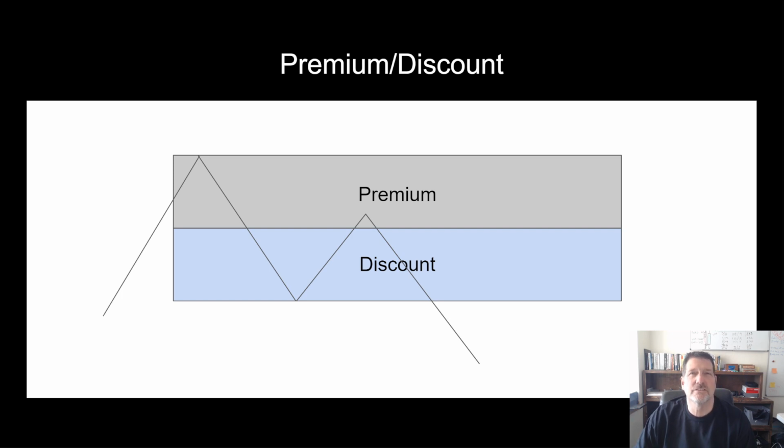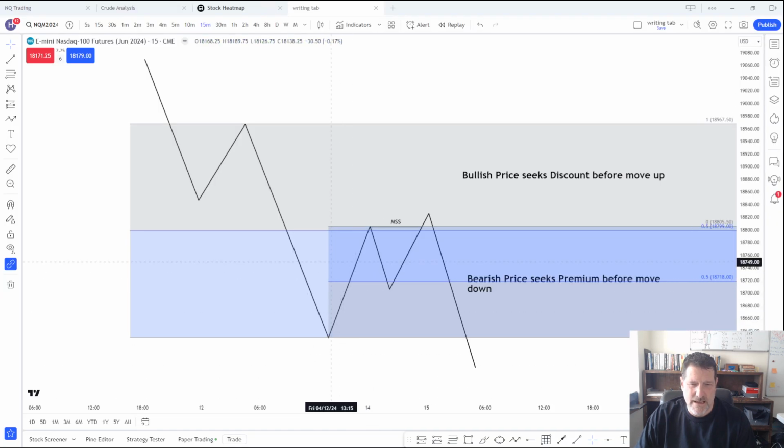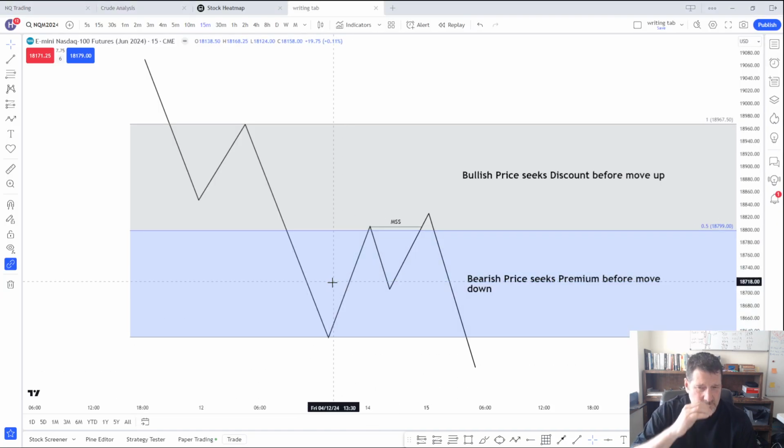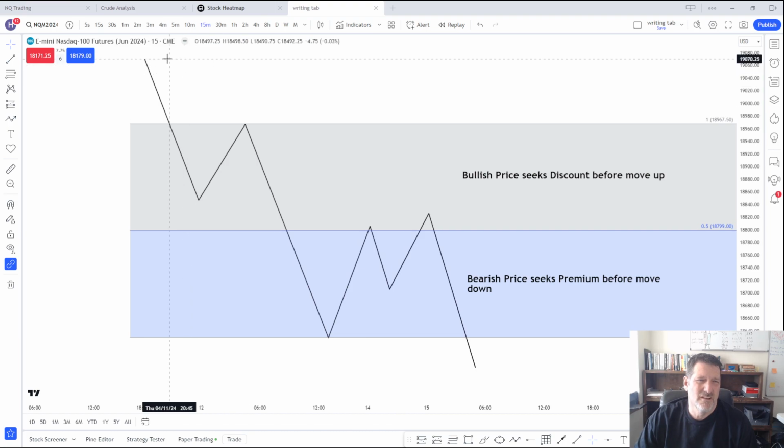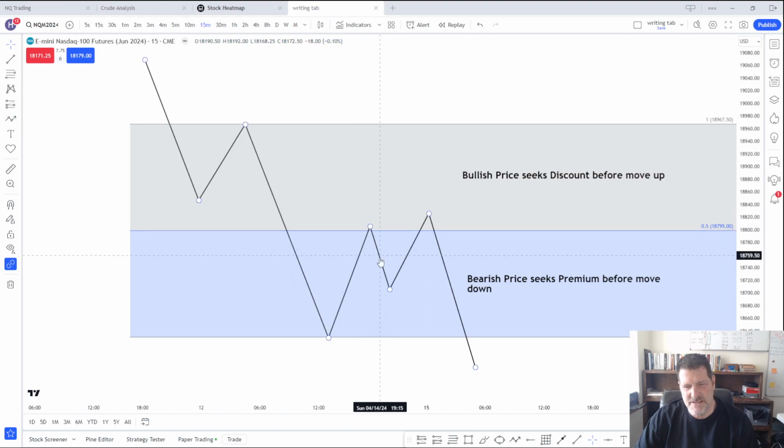So let's go to the charts. Let's take a look at a couple of examples. Here's one example right here, and we have a bearish market. Market's coming down, going up, coming down, retracing back up, and retraces, comes down a little bit, and then retraces back up again, and then goes down.